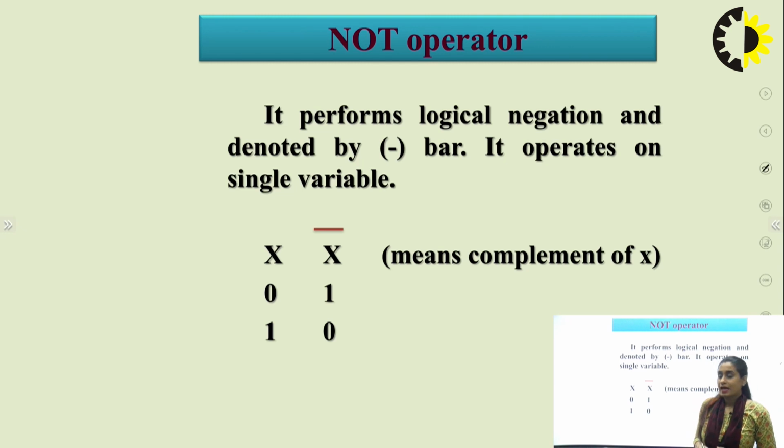The NOT operator acts as a negation, that is, it performs the inverse operation. If I provide input 0, the output I'll get is 1. If I provide input 1, I'll get output as 0. It performs logical negation and is denoted by this bar. It operates on a single variable, right? There should be one input to apply the NOT operation. We can call X bar the complement of X as well.